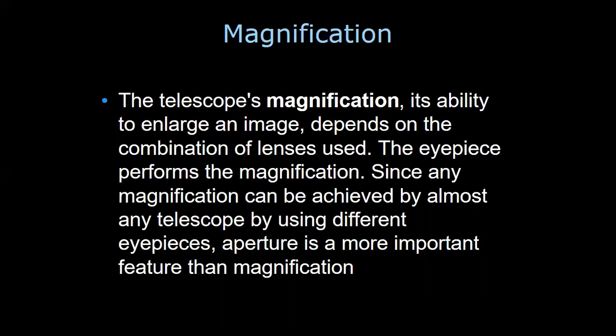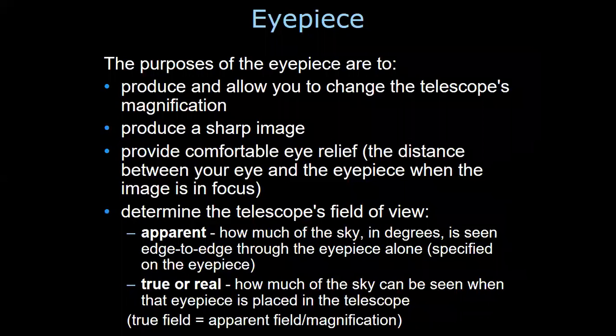The telescope's magnification is its ability to enlarge an image depending on the combination of lenses used, as I mentioned earlier. The eyepiece performs the magnification. Since any magnification can be achieved by almost any telescope by using different eyepieces, the aperture is a more important feature than magnification. I think I already mentioned that, but these two things are really important in choosing a good telescope.